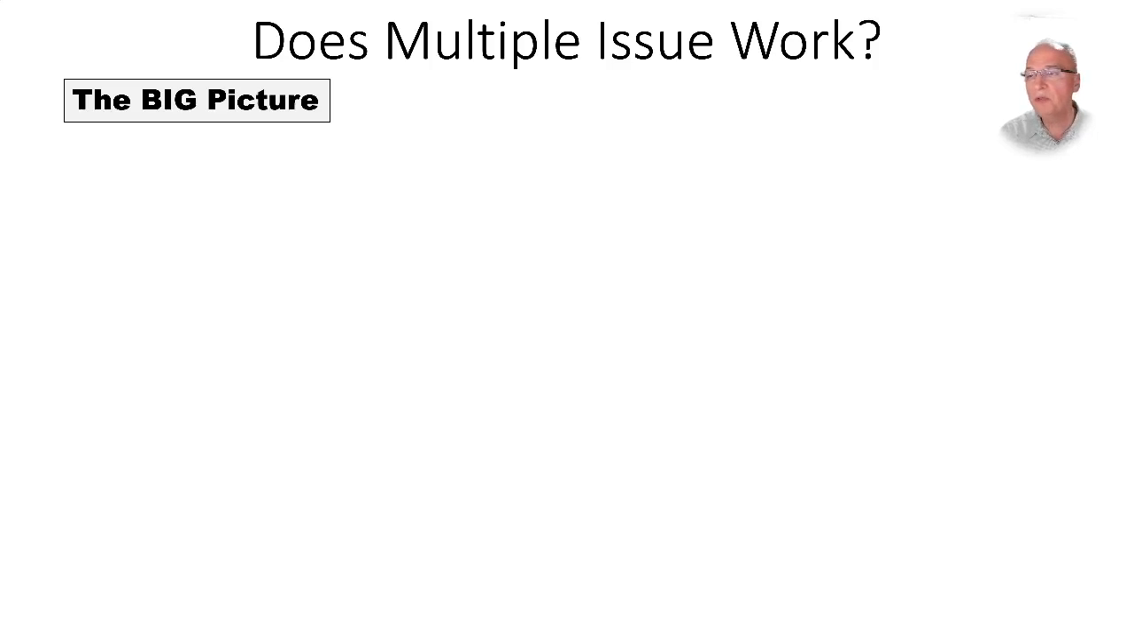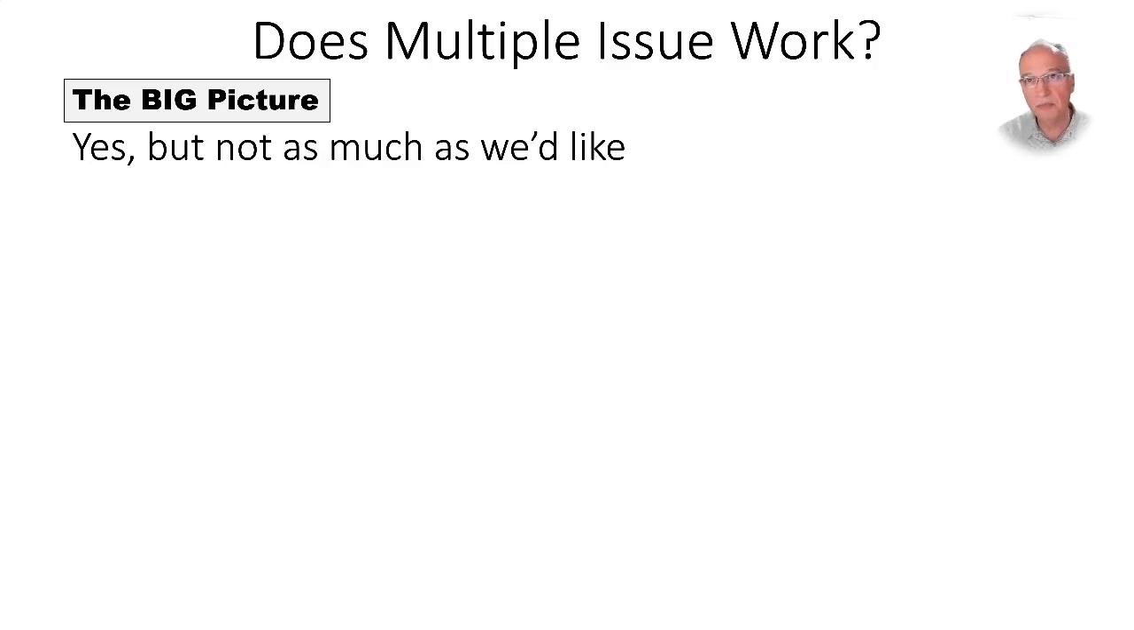So does multiple issue work? Does it work for us to try to execute multiple instructions at the same time in these superscalar machines that have multiple issue pipelines? Yes, but not as much as we would like to think. There was a time when people thought that we would keep increasing the number of issues in the pipeline, and that it would go to 8 or 16 instructions being issued at each cycle.